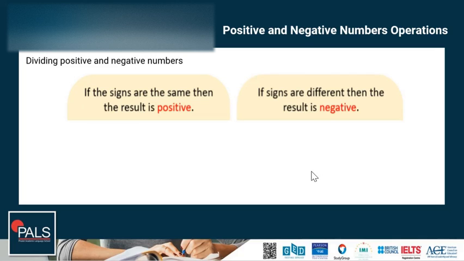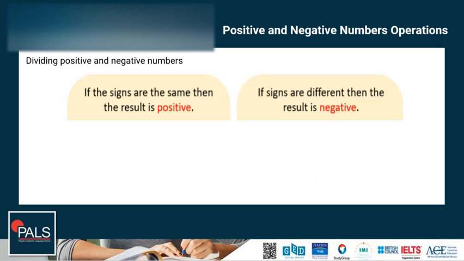Let's proceed to dividing positive and negative numbers. Actually, dividing positive and negative numbers has the same rules as multiplying positive and negative numbers. In dividing positive and negative numbers, all you need to do is divide. Then if the signs of the numbers are the same, the result is positive. If the signs are different, then the result is negative.